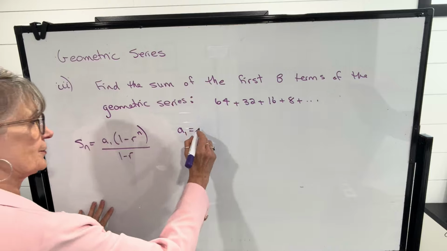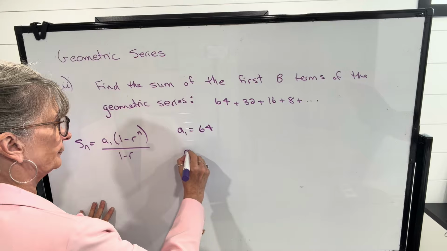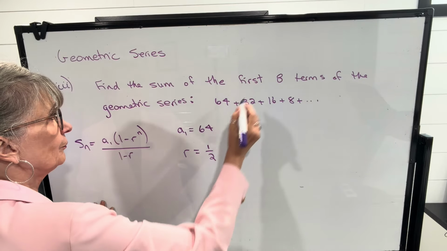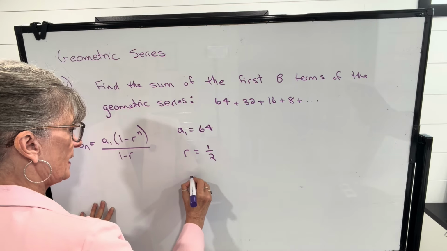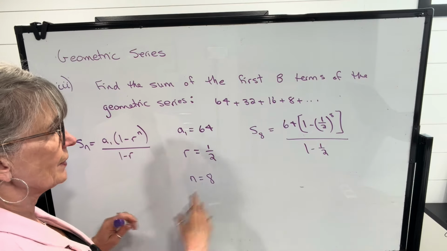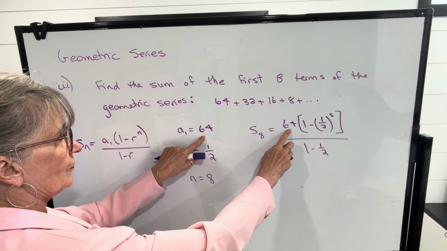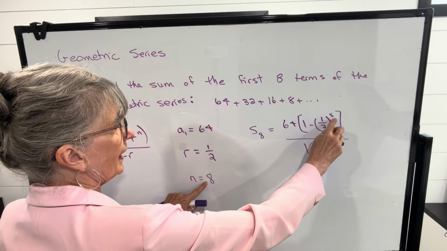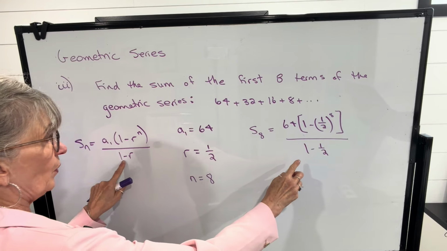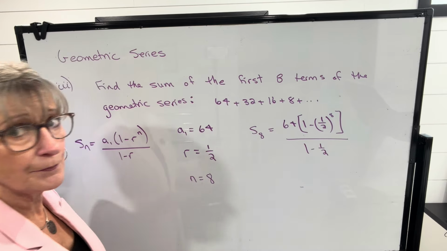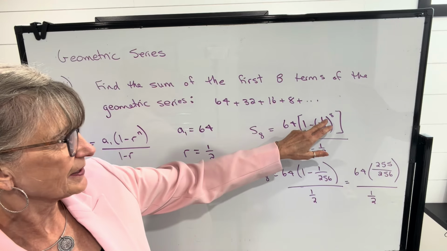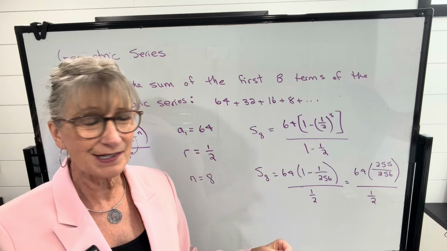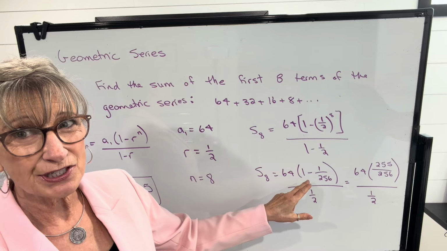A1 is the value of the first term, which is 64. Our common ratio is 1/2. And if we're finding the sum of the first 8 terms, n is 8. So S sub 8 will be a1, which is 64, times 1 minus r, which is 1/2, to the power of n, which is 8, divided by 1 minus r, so 1 minus 1/2. I left it in fraction form because I found 1/2 to the 8th power was easier in fraction form than as a decimal. It was easier to keep it exact.